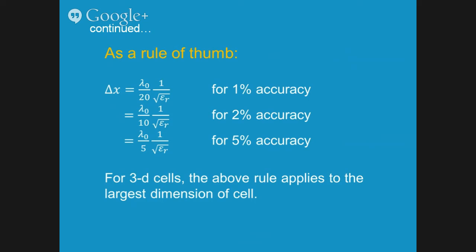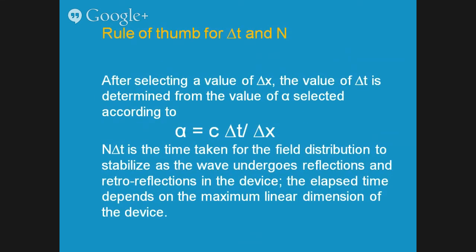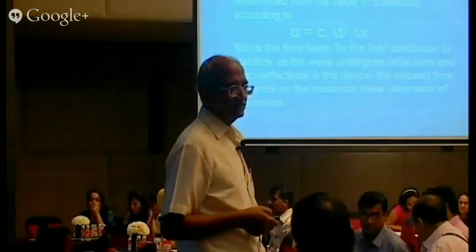For 3D cells, the above rule should be applied to the smaller dimension of the cell, not the largest, for the 3D cell. Rule of thumb similarly there for delta t also. That is, after selecting the value of delta x, after selecting the cell size, then we have to find out the value of delta t which satisfies the CFL condition. And normally we put it in terms of a parameter which we call alpha, or the stability factor.